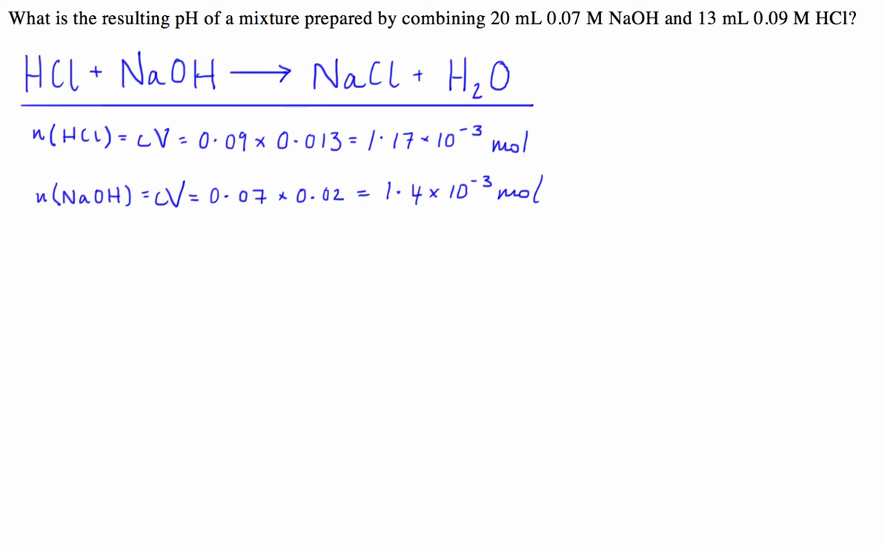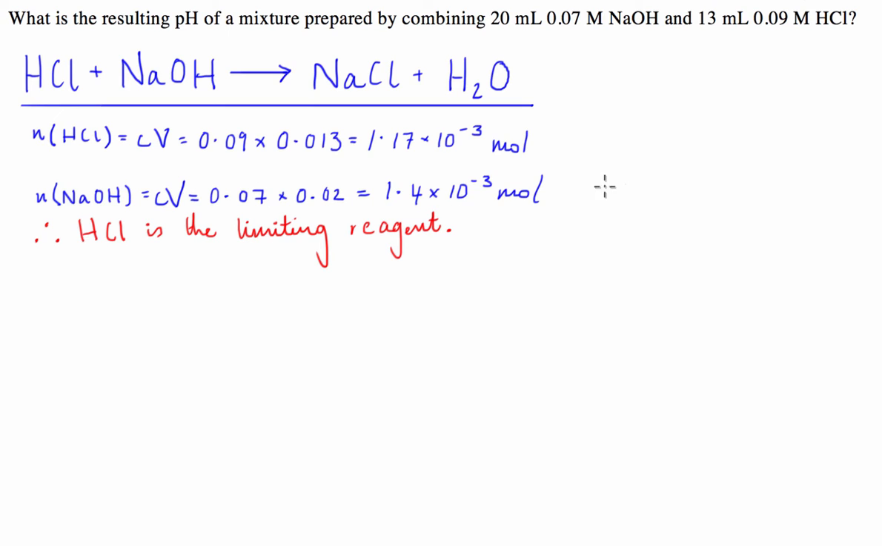Cool. So what we can ascertain from this is that if there's a one-to-one relationship, whatever has the least amount of moles is going to be the limiting reagent. So we can write, therefore, HCl is the limiting reagent.